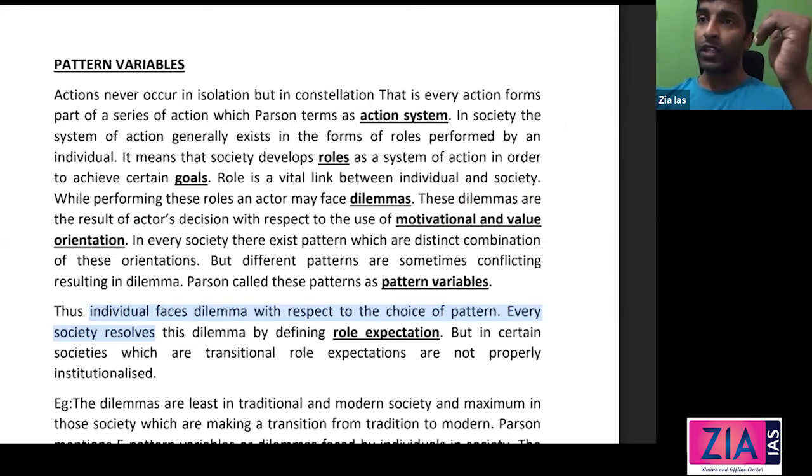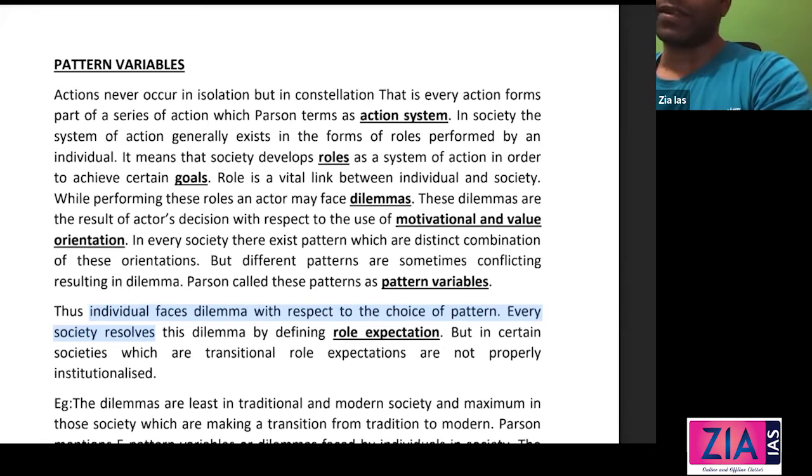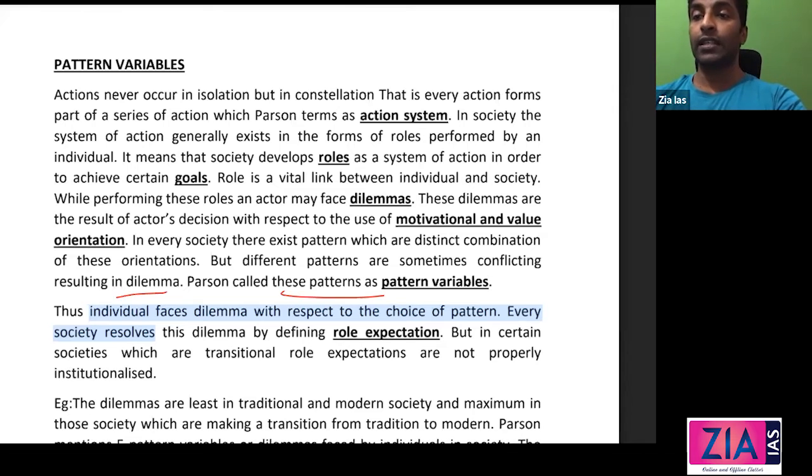What is dilemma? What is role? What is motivational orientation? What is value orientation? What is that dilemma, the discrepancy, and everything? If that is clear, then things are easy. In every society, there exist patterns which are distinct combinations of these orientations. So you can see some patterns in this dilemma, and this is what you consider as pattern variables. But different patterns are sometimes conflicting, resulting in dilemmas, and Parsons called this pattern variable.